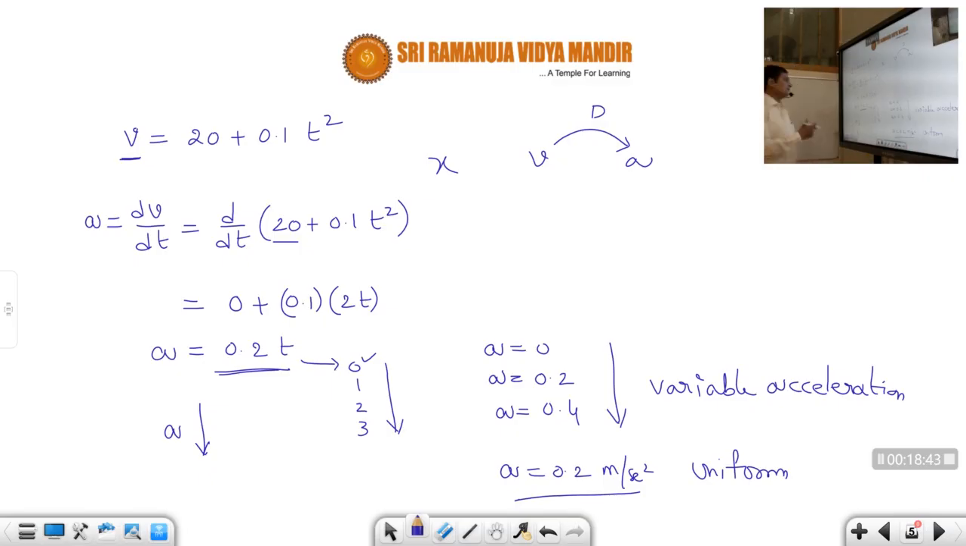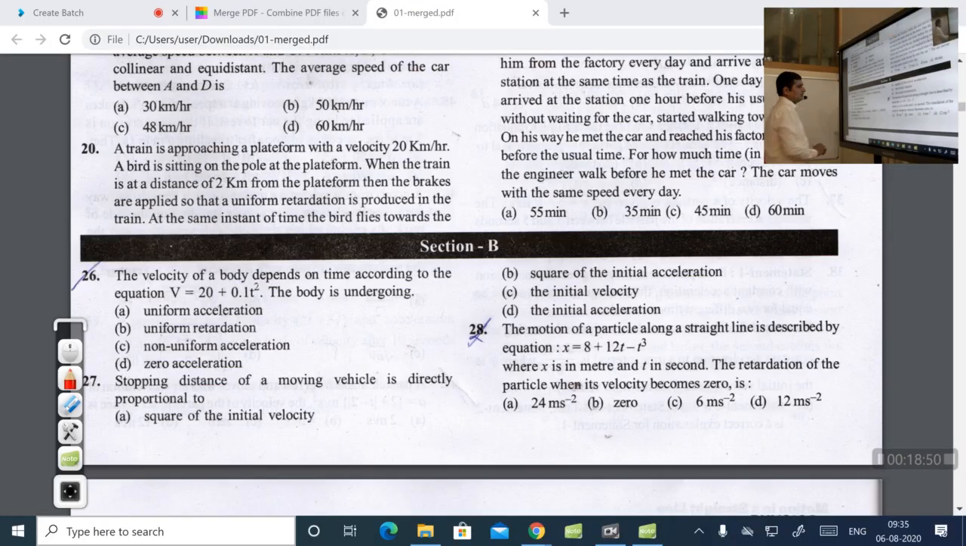With increase of time, acceleration will increase. Or in other words, since acceleration is a function of time, obviously it has to be variable acceleration. So therefore it is called non-uniform acceleration. It is neither zero acceleration nor uniform, and it is not uniform retardation also. Retardation means negative. When the sign for acceleration is negative, we call it negative acceleration, retardation or deceleration. But here it is not negative, it will always be positive. Okay students, so therefore option C is the correct answer.